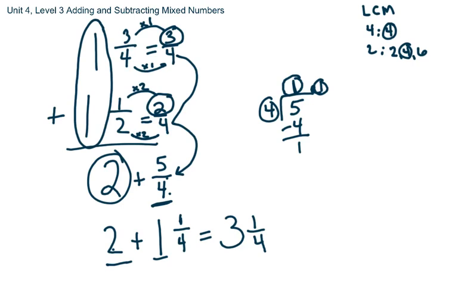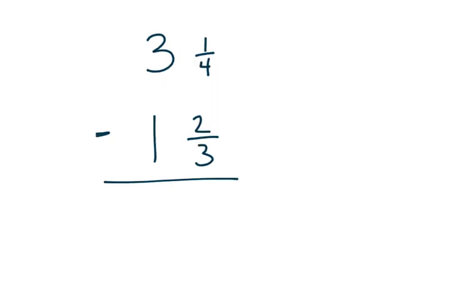Now, if at the end of this problem I had ended up with a proper fraction, not an improper fraction where the numerator is bigger than the denominator, I would look to see if I could simplify it just as I was simplifying with adding and subtracting fractions. I always want to check to see if it's improper first. If it's not, then I want to see if there's any number that will divide into both the numerator and denominator. Next up, what happens when we subtract?